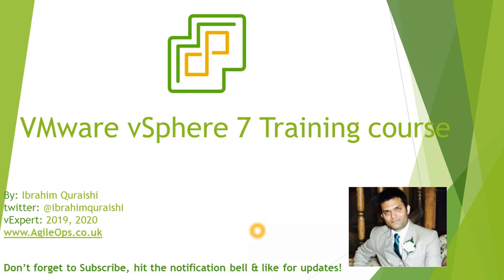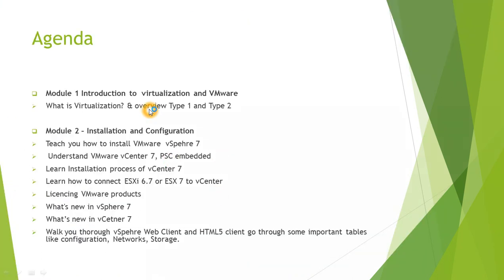Let's get started. We're looking into the detailed agenda on the topics we'll be covering. So module 1 will be, as I said, what is virtualization and an overview of type 1 and type 2. Module 2 will be installing and configuring, where I'll teach you how to install vSphere 7. We'll go from the basics. We'll download the ISO from the VMware website, and I'll talk you through how to deploy it.